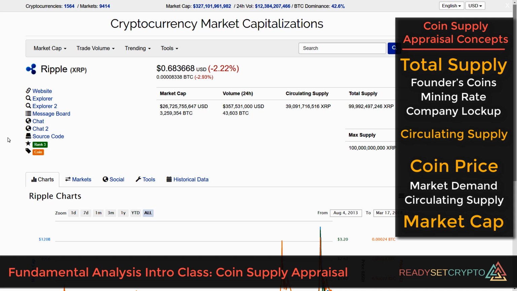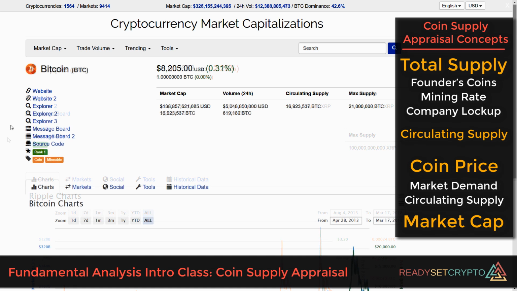We see this all the time with Ripple versus Bitcoin. Ripple's circulating supply is 39 billion coins, whereas Bitcoin's is only 16 million. So of course, people see Bitcoin's coin price at thousands of dollars for a single Bitcoin, and then they see Ripple as less than $1 or a few dollars, and they think, what a steal. I can get thousands of Ripple coins for the same price as only one Bitcoin.